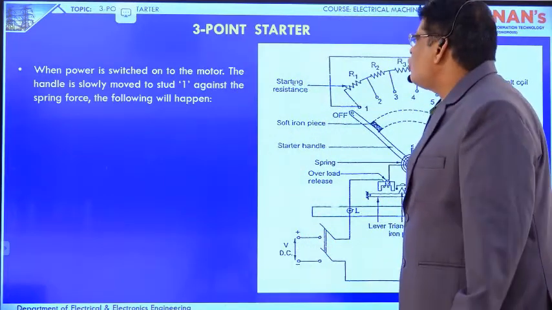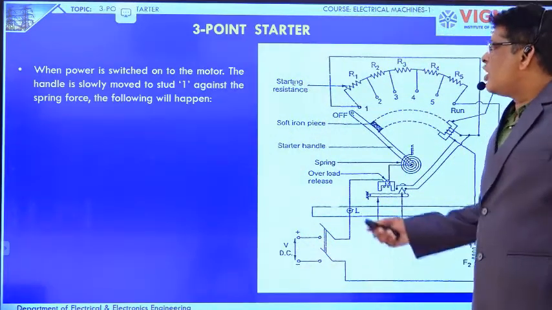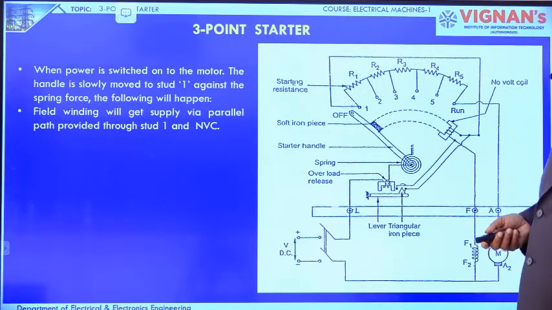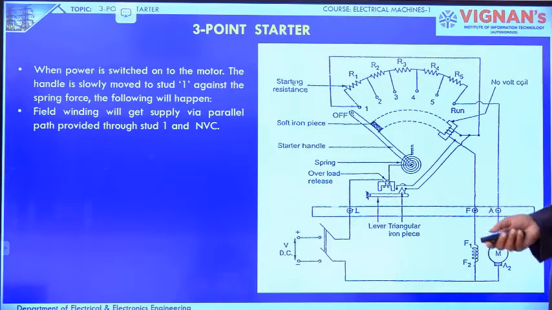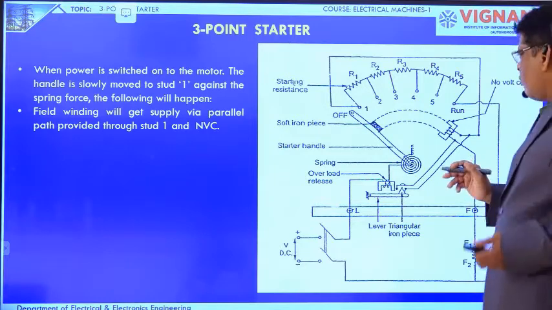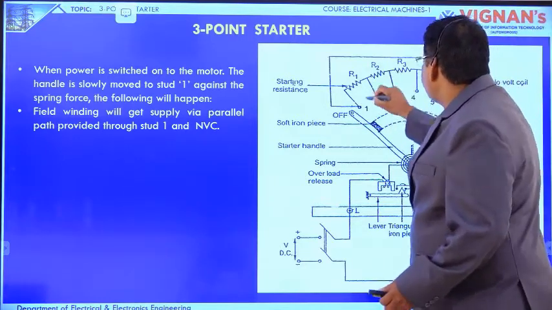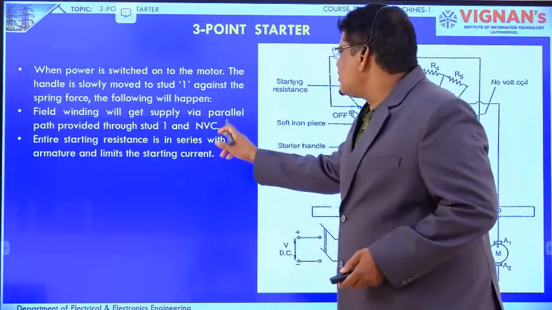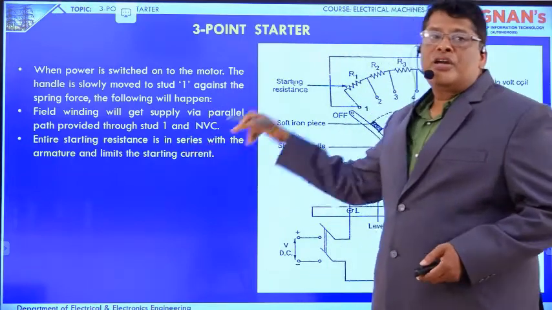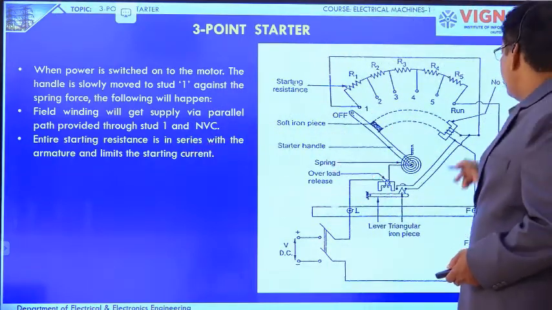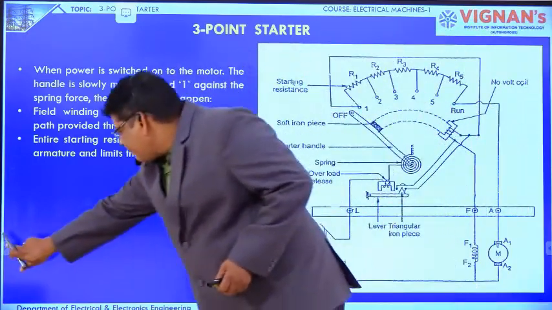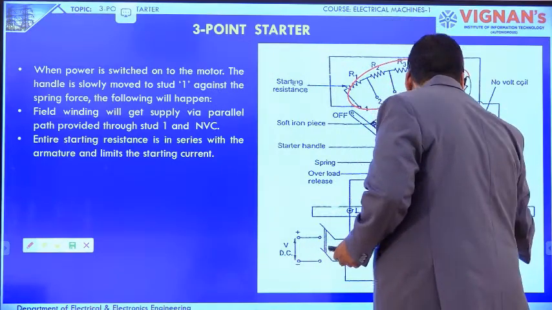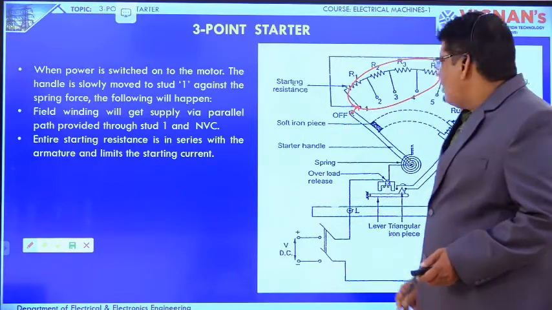When the power is switched on to the motor, the handle is slowly moved to stud 1 against the spring force. The following will happen. The field winding gets a supply via a parallel path provided through stud 1 and the NOC coil. In this manner it is getting a field. The entire starting resistance is in series with the armature to limit the armature current. See that the total resistance here is in series with the armature when the handle is in position 1.